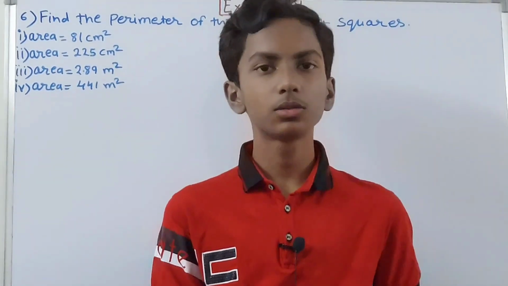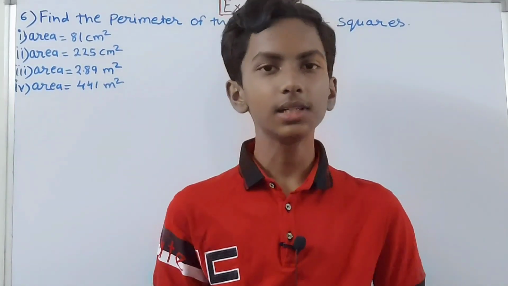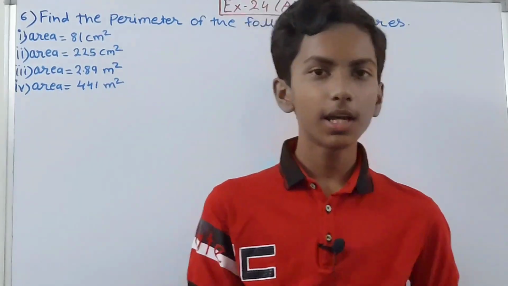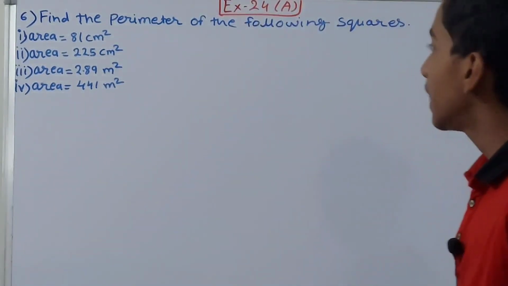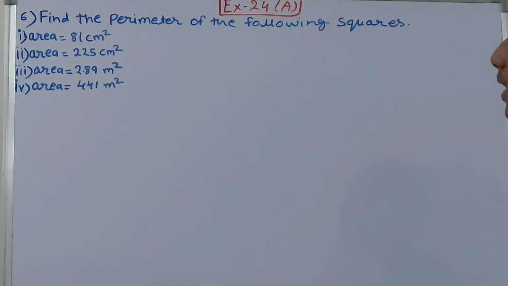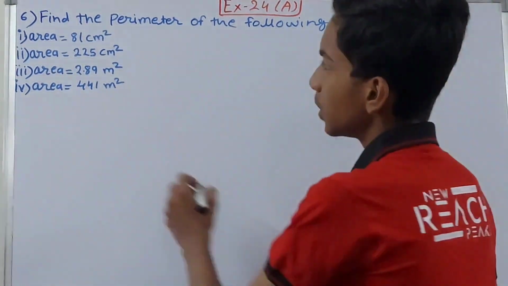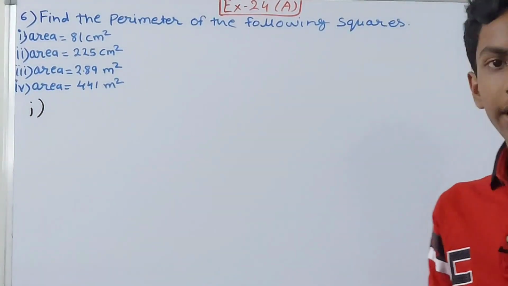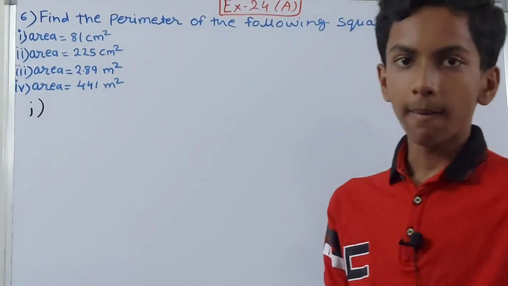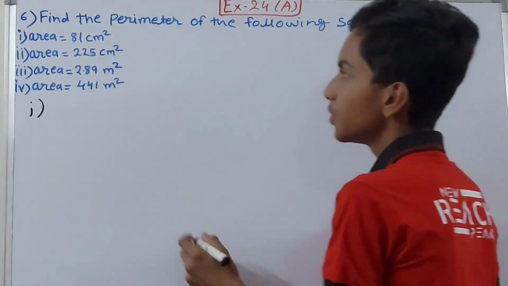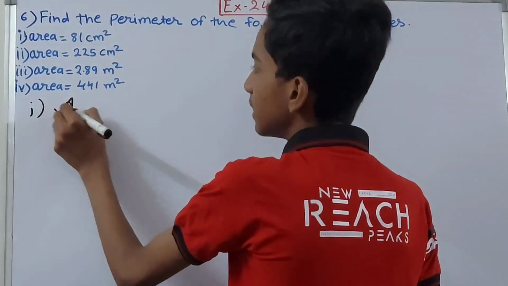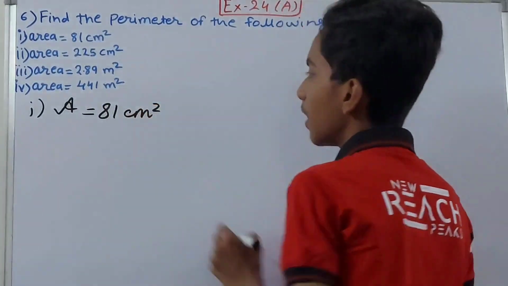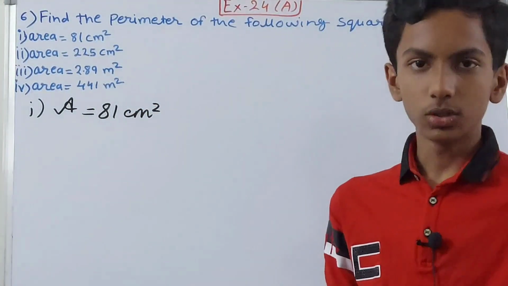In this video we are going to solve ICSE Mathematics Class 7 Chapter 24 Area and Perimeter, Exercise 24A, question number 6: find the perimeter of the following squares. So you can see the first one, what have we got here? The area of a square is given and we have to find the perimeter using the area. Now the direct side is not given, right? The area that is given is 81 square centimeter, but we don't know what is the side of the square.